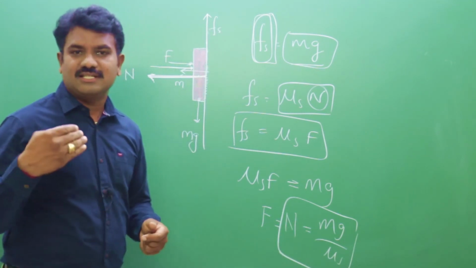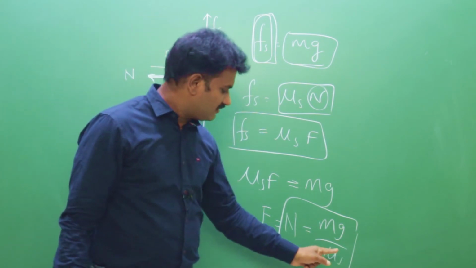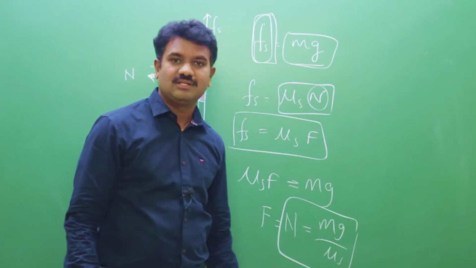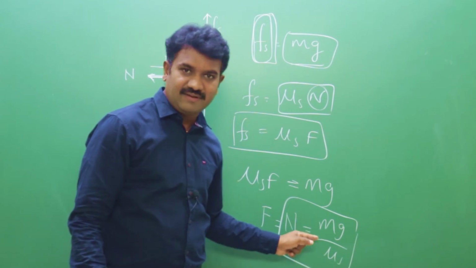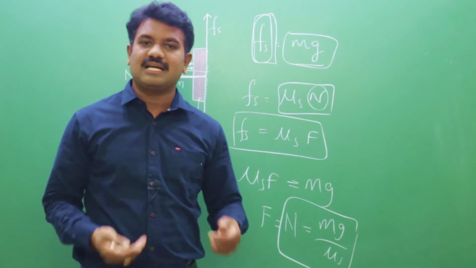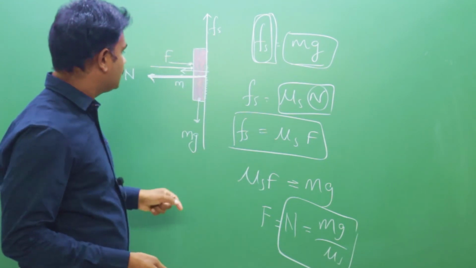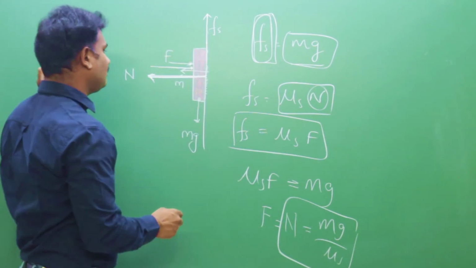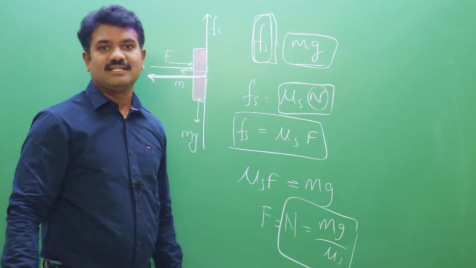If the surface is completely smooth, means if mu s is equal to 0, N equals how much? Something, mg by 0, infinity. Means I have to apply infinite force, which is not possible. Means I can't press it without sliding. If it is a completely smooth surface, whatever force I apply, it will definitely slide.